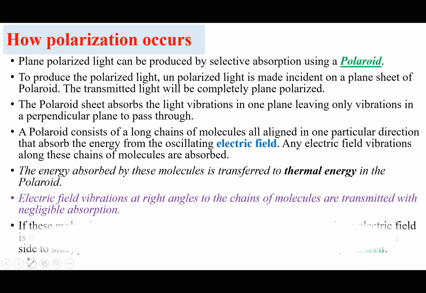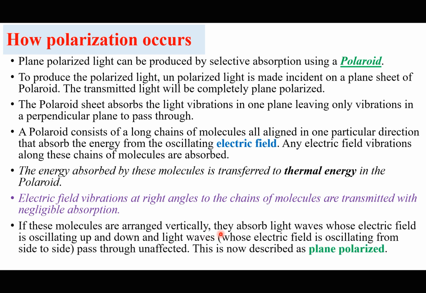So if these molecules are arranged vertically, they absorb light waves whose electric field is oscillating up and down. If the molecules are aligned vertically, they absorb vibrations of waves whose electric field is oscillating up and down. And if the molecules are aligned horizontally, they would absorb light waves whose electric field is oscillating side to side or in the horizontal plane.